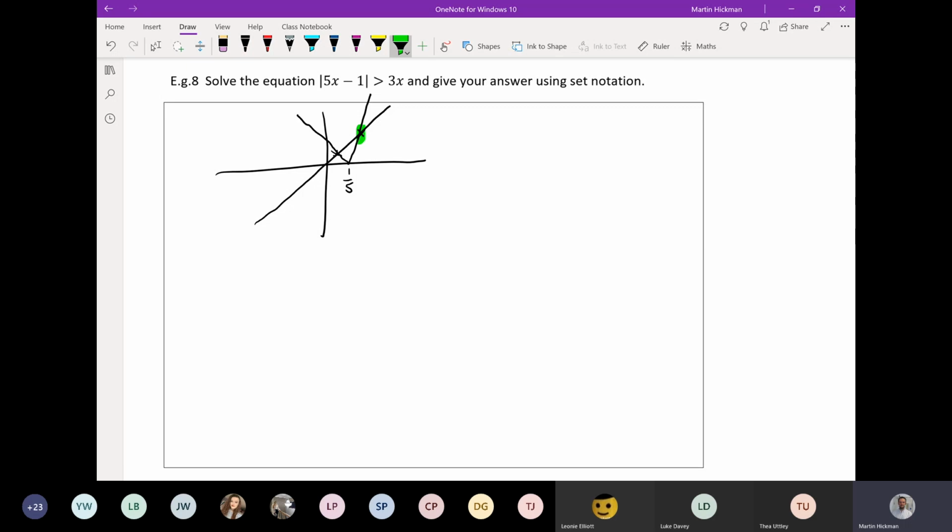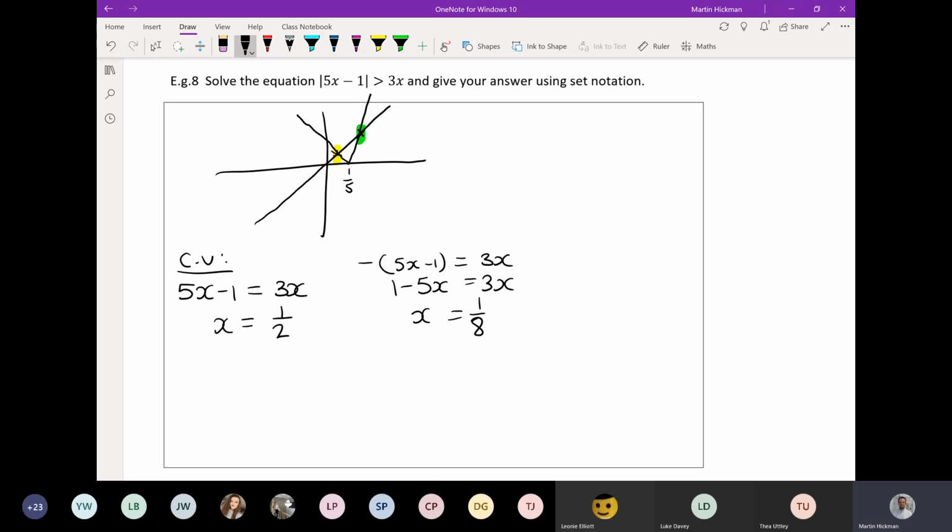I can see that one hasn't been reflected and one has been reflected. So find your critical values. So solve 5x minus 1 equals 3x, and we just get x equals a half when we do so. And then we're going to solve 1 minus 5x equals 3x. Well, I'll put that extra step in. Just times that left-hand side by -1 because you've reflected that 5x minus 1. And when we solve that, we should just get x equals an eighth.